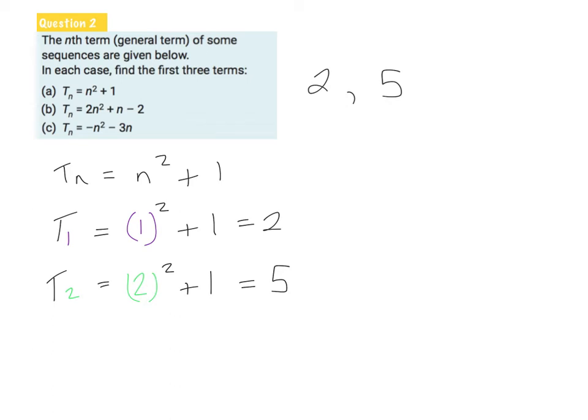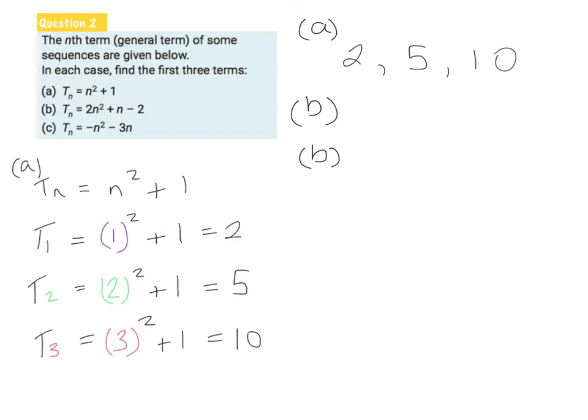And now let's say we find t of 3, the third term. So t3 is equal to 3 squared plus 1, which we know is 10, because 3 3s is 9 plus 1 is 10. So what we've got here is 10. And that's our first 3 terms for part A. Now let's have a look at part B.